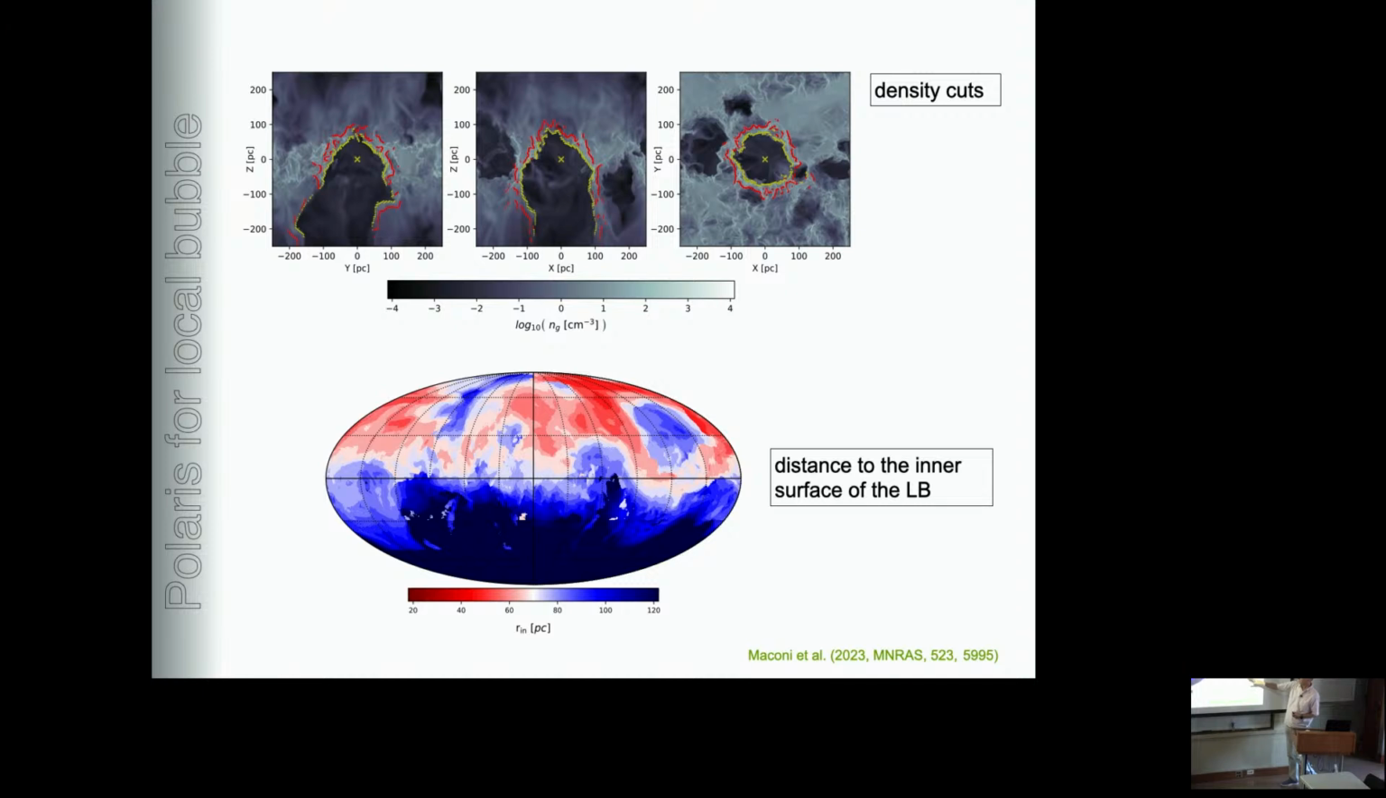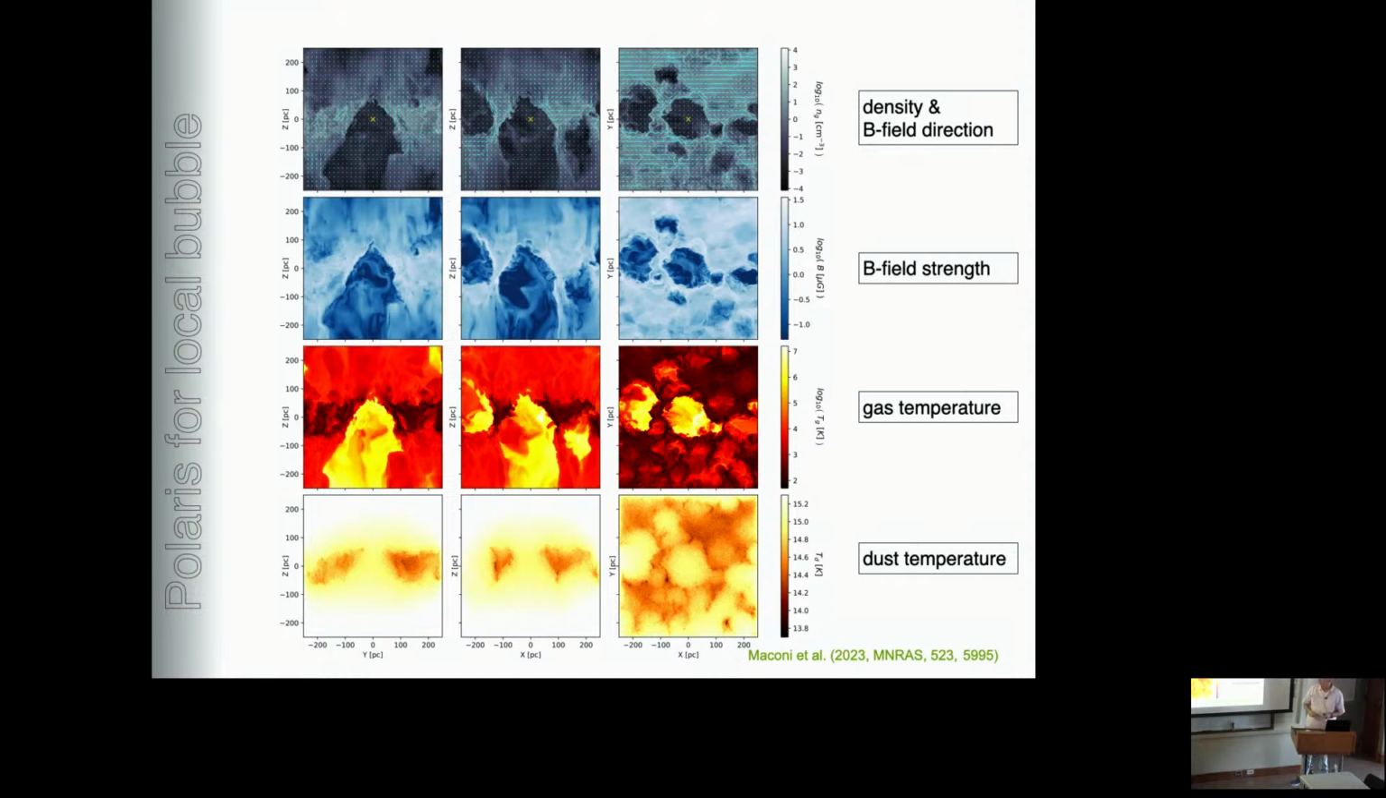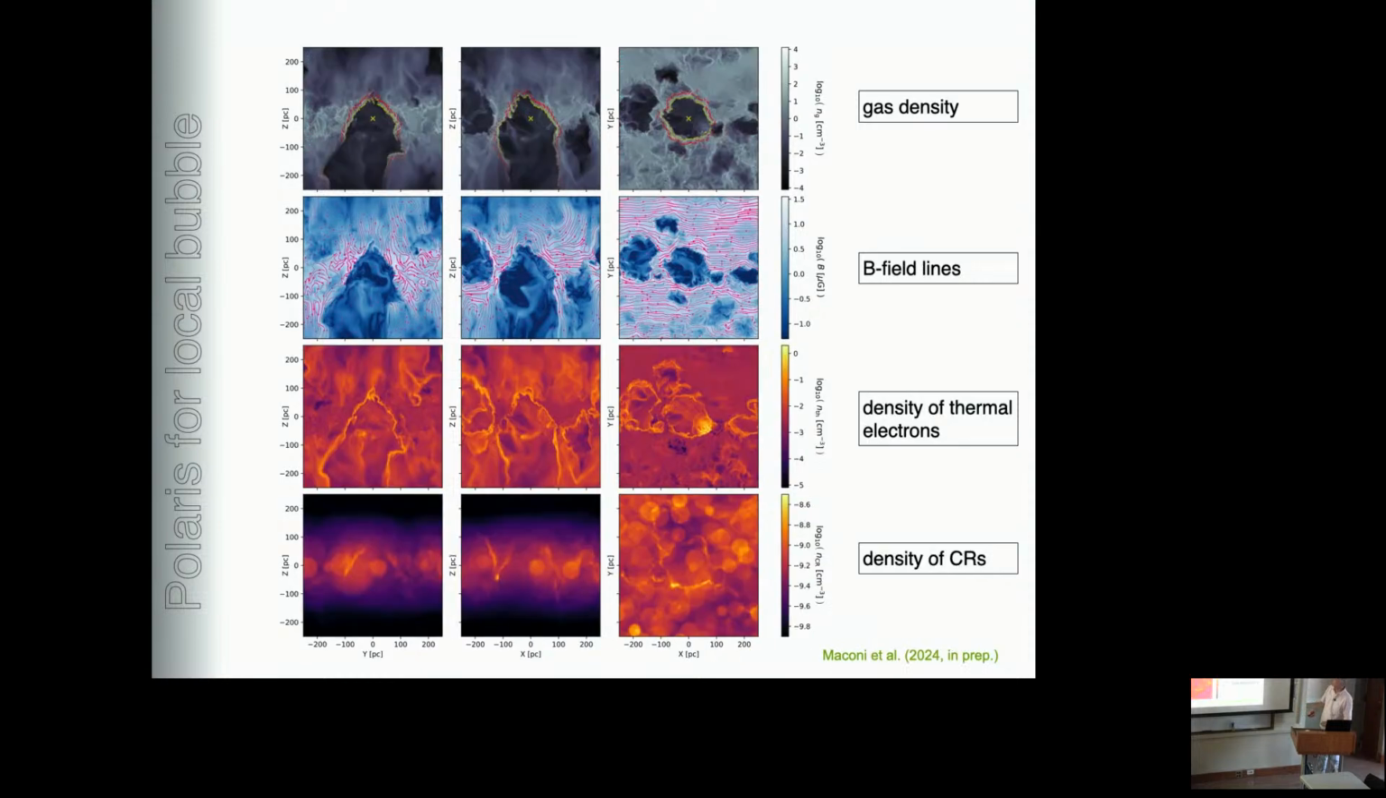So we can do exactly the same. We can calculate the distance to the walls, and we can run our polarized radiative transfer through it because we have all the information we need. We have the magnetic field, density, the gas temperature, the dust temperature. If we do Faraday rotation, which is quite cool, we need the thermal electrons, we need the density of cosmic rays.